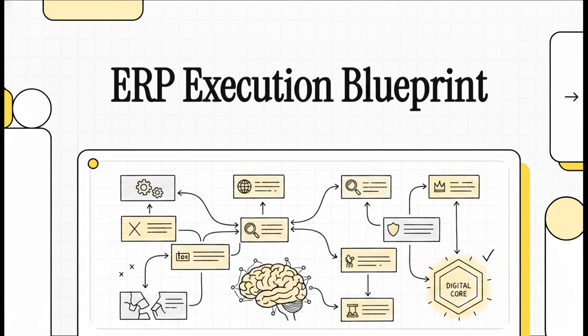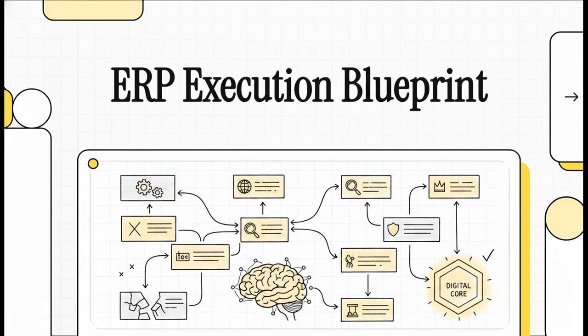Welcome to this explainer. Today, we are dissecting enterprise technology failures and laying out the rigorous operational blueprint required for actual success. This is not a theoretical discussion. It is a forensic breakdown of why large-scale transformations collapse under their own weight.